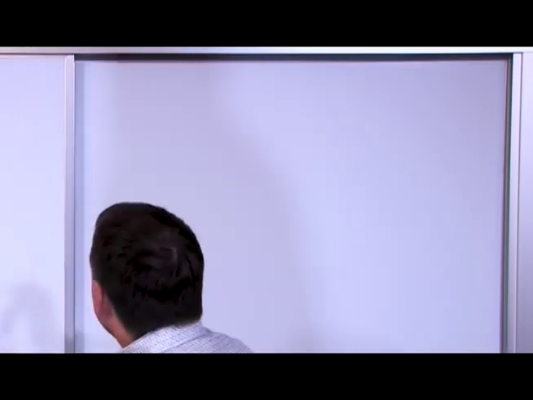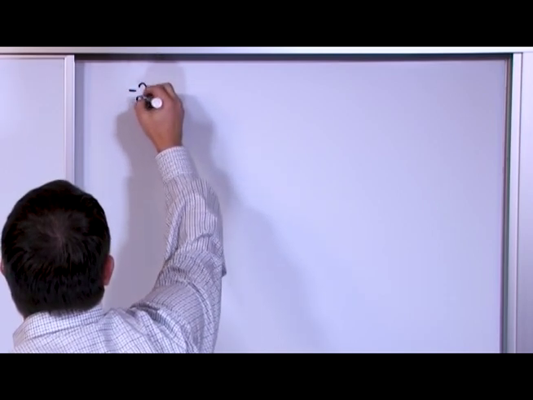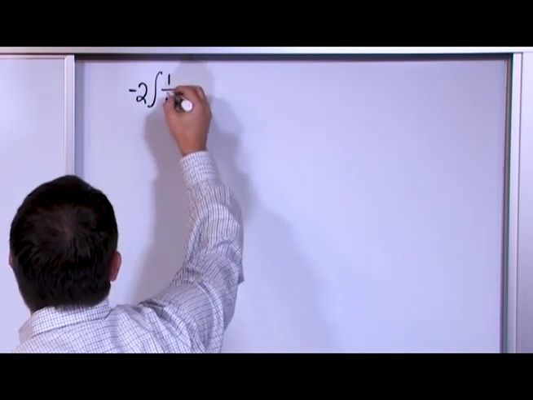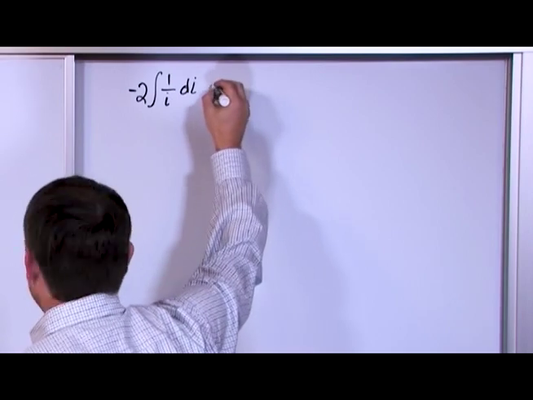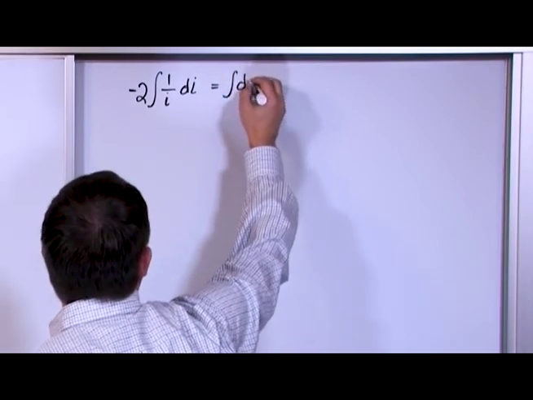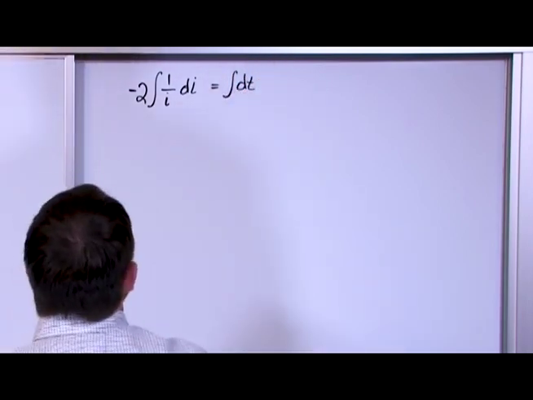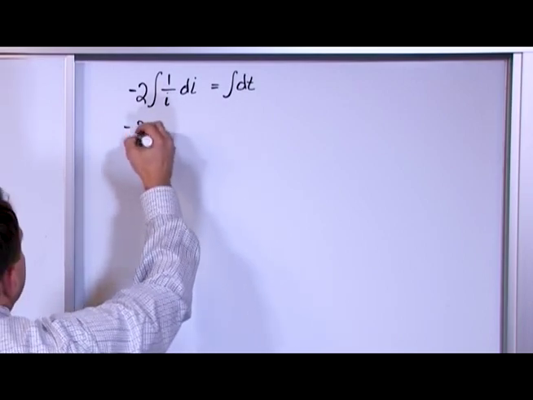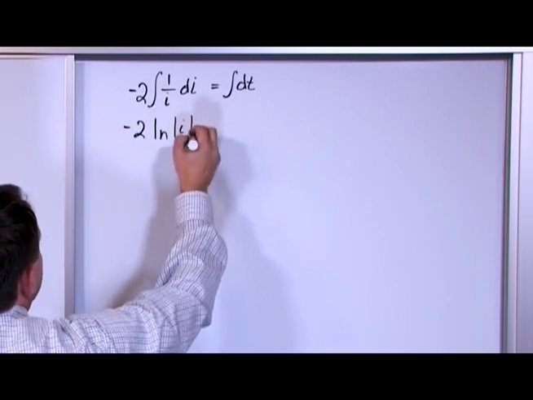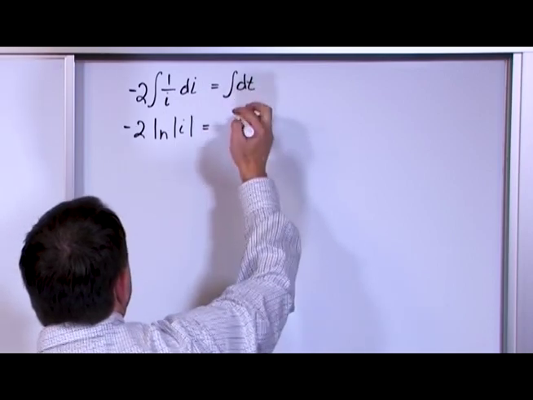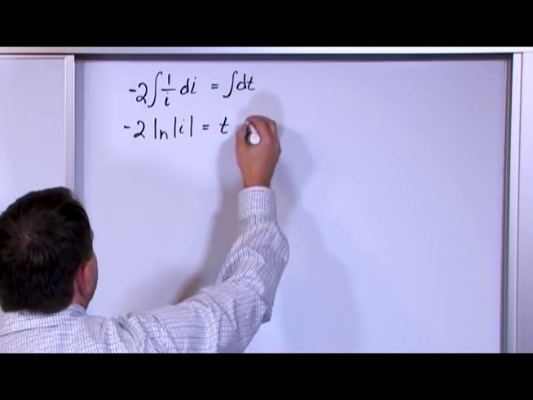So when we look at this guy, we're going to rewrite it. We're going to pull the negative 2 out from the integral. 1 over I dI is equal to the integral of dt. The integral of 1 over I is the natural log. So we'll have negative 2 times the natural log of I equals, the integral of this guy is t plus a constant.